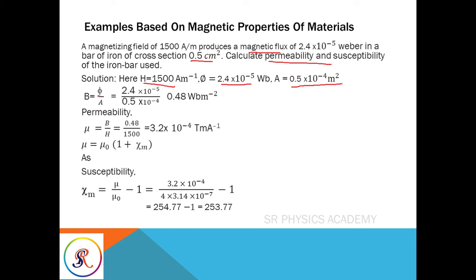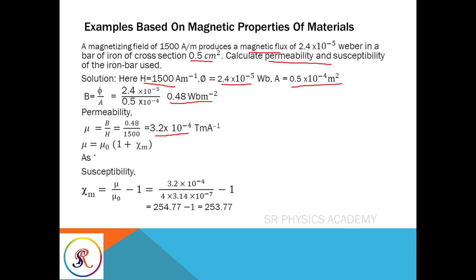In this case, the permeability formula is mu equal to B by H. B we already got here, 0.48 Weber per meter square. 0.48 by the value of H, which is 1500. After calculation we get 3.2 into 10 power minus 4 T m per A.